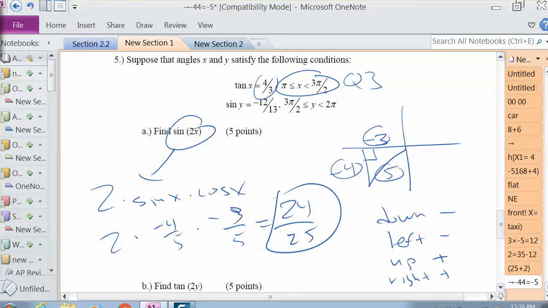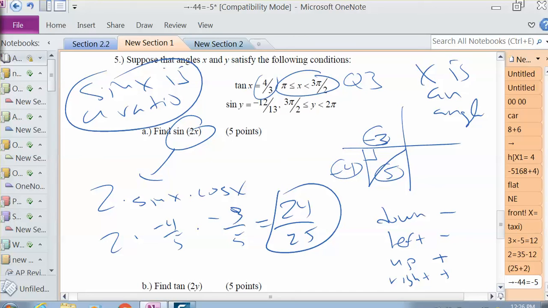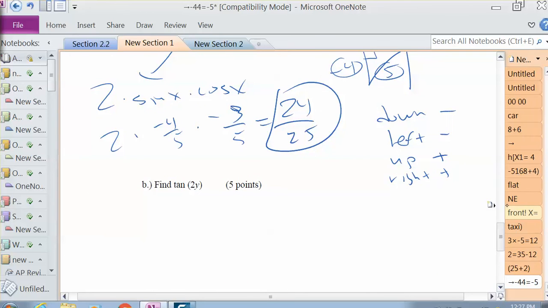Also, 4/5 is not x. X is an angle. Sine x is a ratio. Please, please, please do not confuse this. This is from day 1. We've been talking about this in chapter 13. So, 24/25, that's sine 2x.